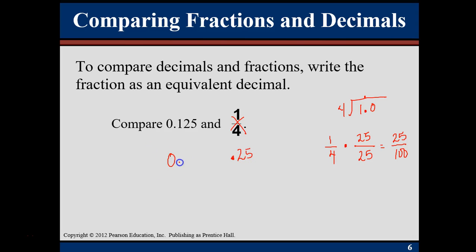When you're comparing decimals, you start with the number furthest to the right and you start comparing. 5 is equal to 5, so I don't know anything yet, but 1 is less than 2. So that means 0.125 is less than 0.25.